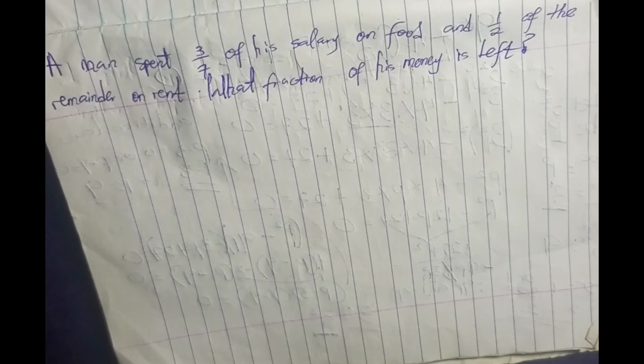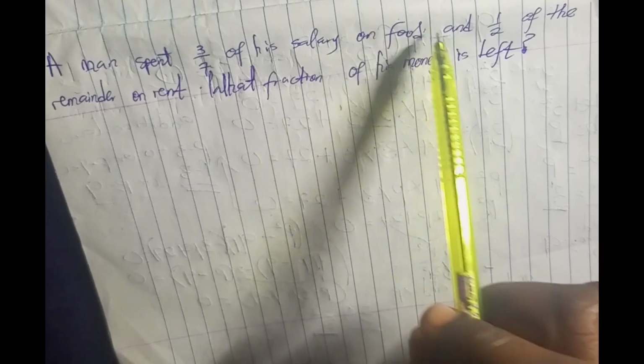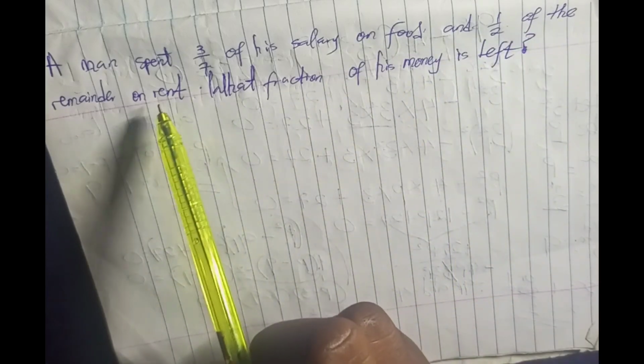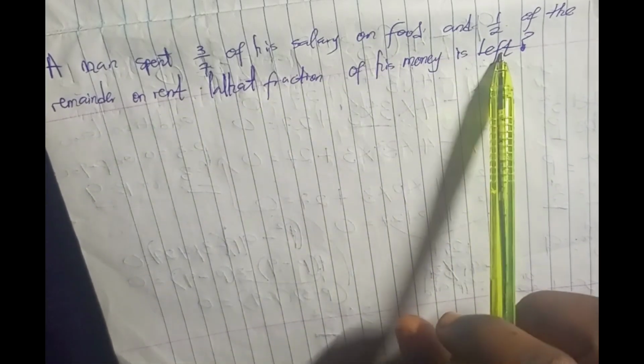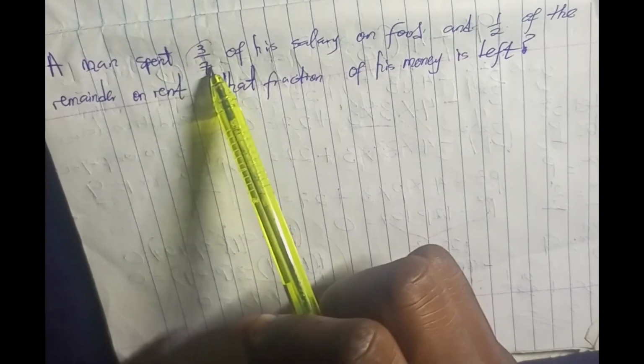The question we're having today says a man spent 3 over 7 of his salary on food and 1 over 2 of the remainder on rent. What fraction of his money is left? Now, when this kind of question is brought, what they gave us is just a fraction of the salary, right?